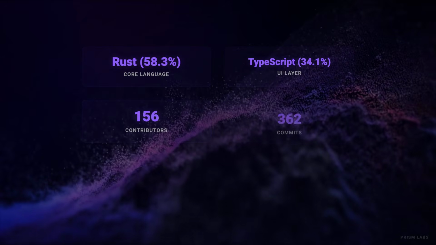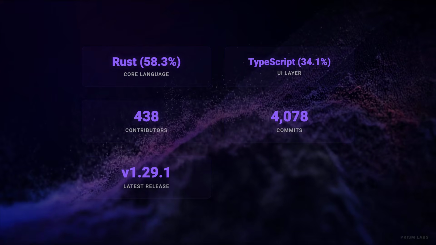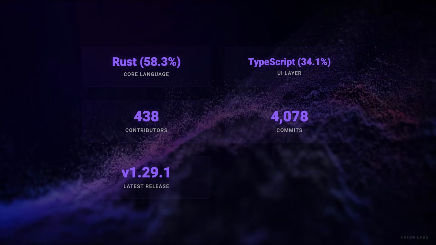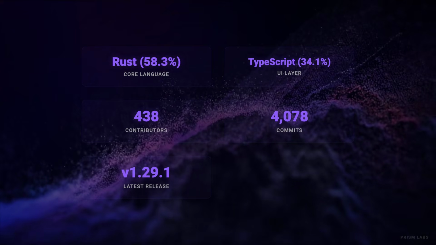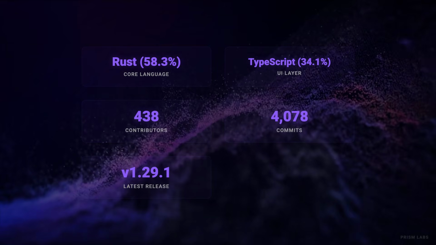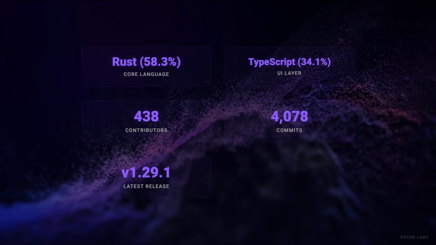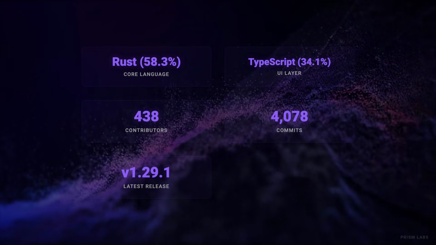Goose's core is written in Rust, 58% of the codebase, with TypeScript handling the desktop UI and extension interfaces. The Rust foundation gives Goose the performance and reliability you need from a tool that's executing shell commands, managing file operations, and orchestrating multi-step workflows on your local machine.